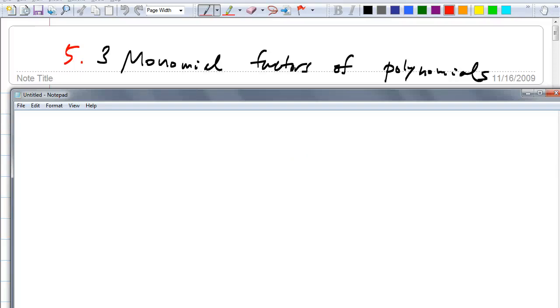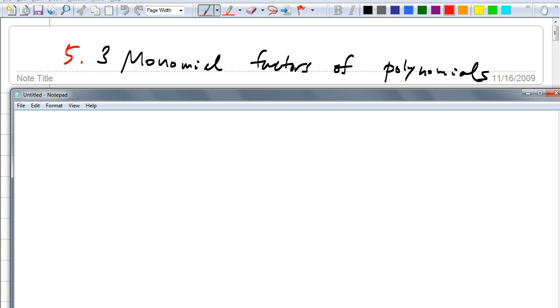So today we're talking about monomial factors of polynomials. Okay. First of all, what do we mean by factors? Anybody? What's the difference between factors versus terms? Yeah, Carolyn? Terms are separated by addition. Good. Terms are separated by addition, whereas factors are what's between two factors?